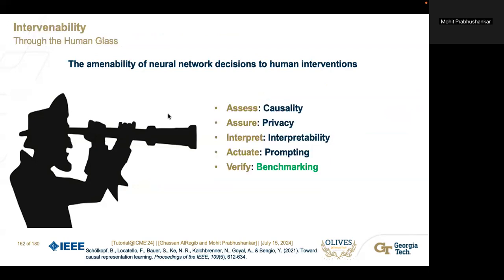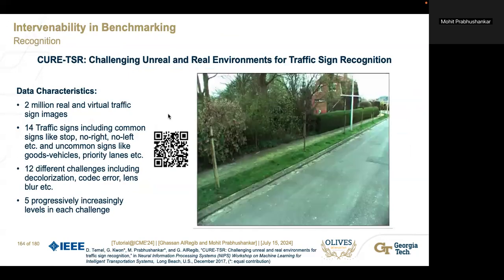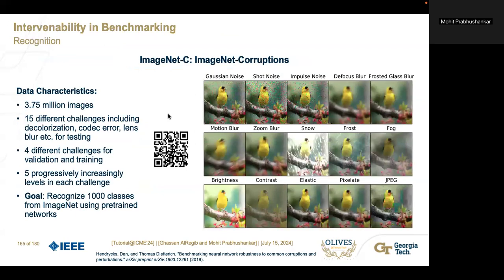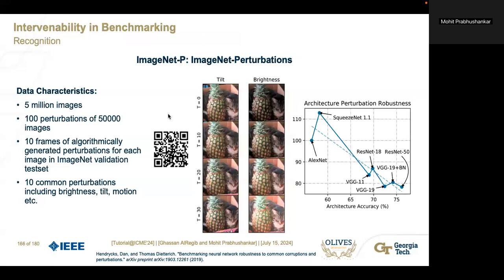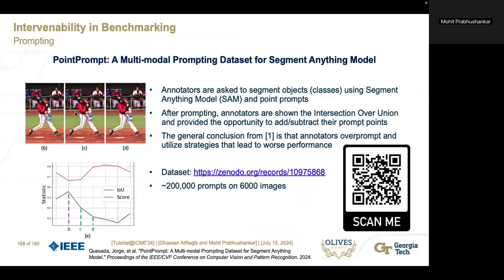The next few slides are just listing a few benchmark data sets that are out there. There's CURE-TSD, CURE-TSR, ImageNet-C. This is something we showed before. ImageNet-P. There are a lot of benchmark data sets that we can use to say whether something is a good network or a bad network. I encourage everyone, again, the slides are present online. Even the last slide will have a QR code. You can use that. All of these are present online. All these data sets are something that you can use. CURE-OR, as well as the ProPoint prompt data set that we just showed.